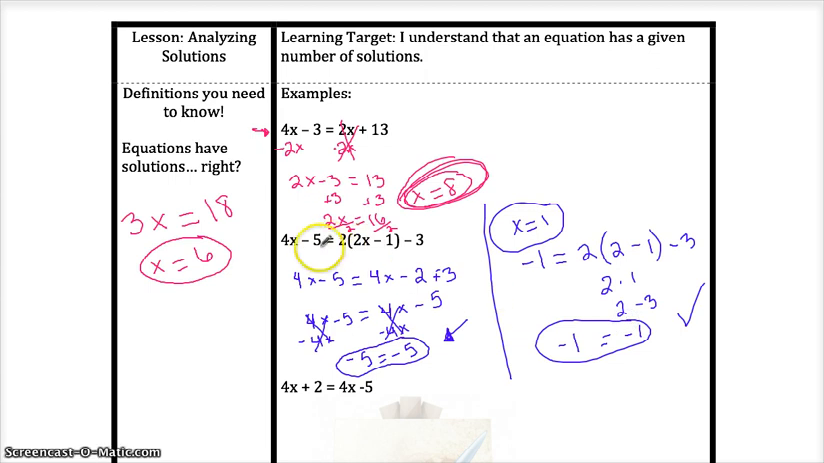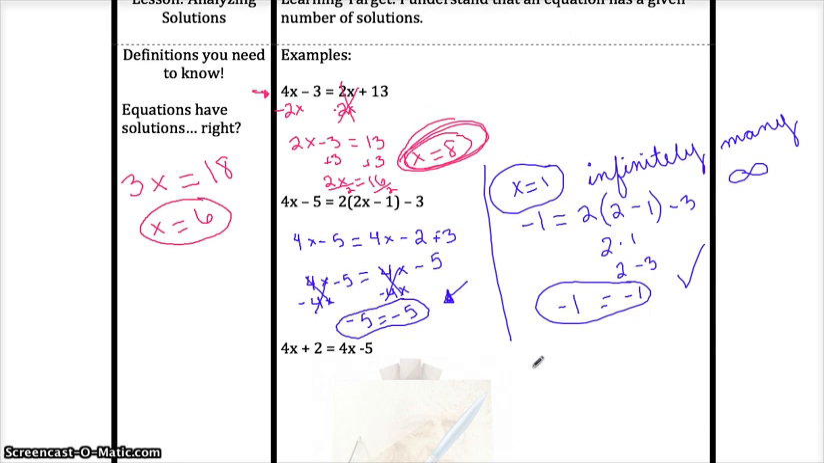Anytime that you plug in a number and you get a number equals a number, that means that there are infinitely many solutions. You can write infinitely many for your answer when you're solving these on your paper, or you can write the infinity sign, which is like a sideways 8. Okay?